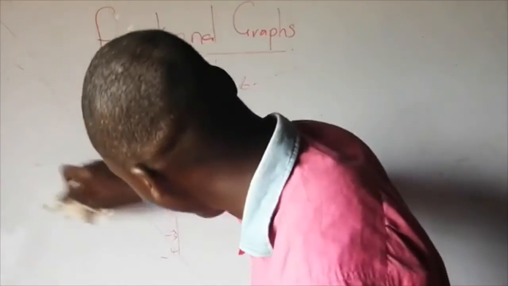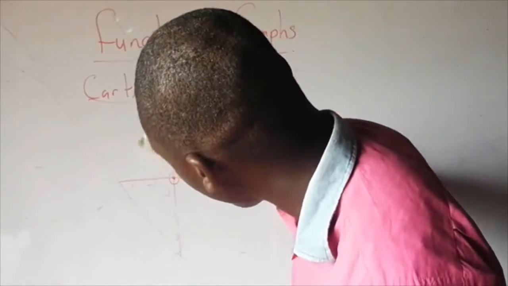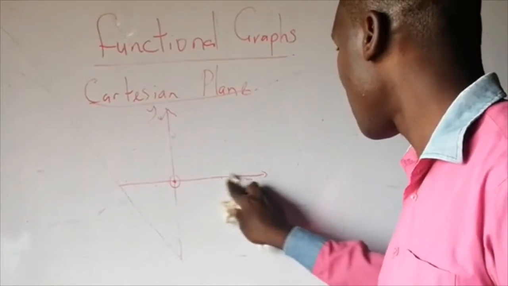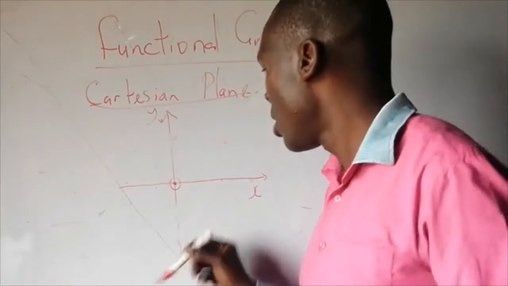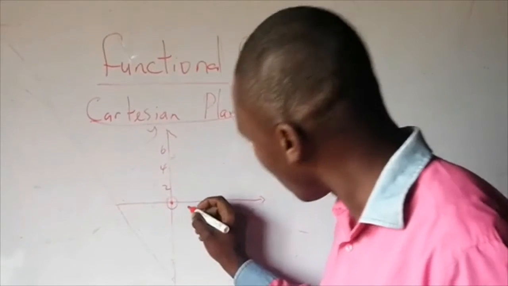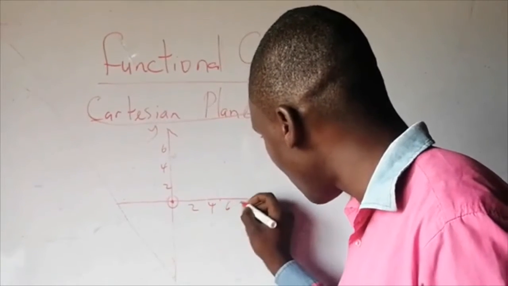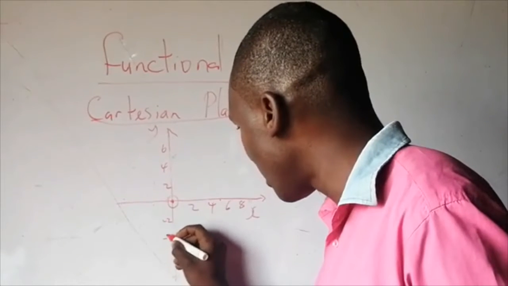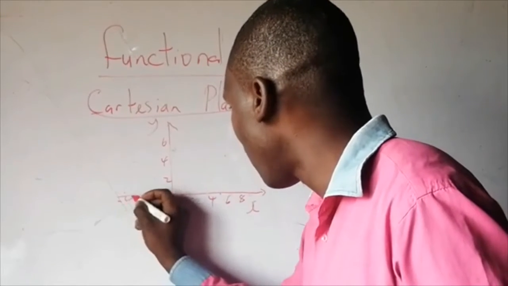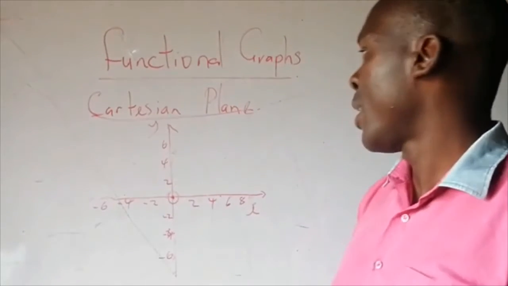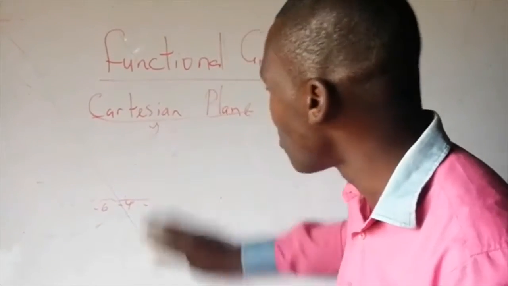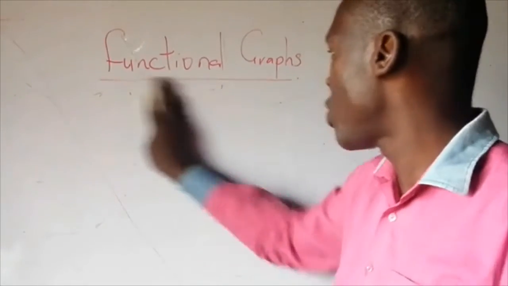For instance, if we are given a scale, for example, 2 centimeters represents 2 units, we say 2, 4, 6, and so on. Again here we say 2, 4, 6, 8. Then here -2, -4, -6. Here -2, -4, -6. I'm sure you are with me.